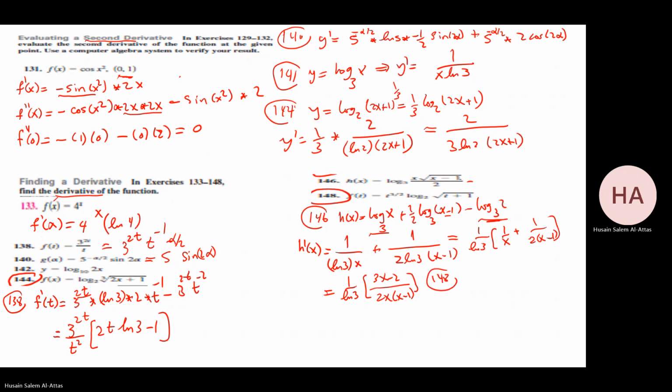148. I have f of x. 148. What we call it? F of t equals t to the 3 over 2. This is the log. I can make it times half log with the base 2 of t plus 1.